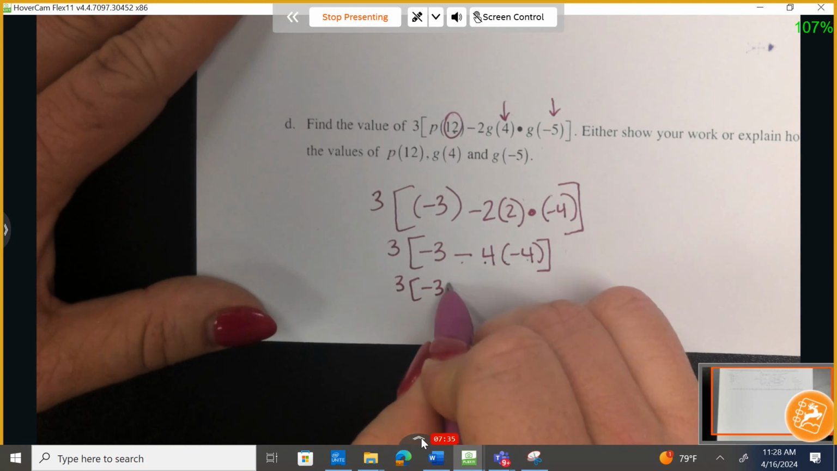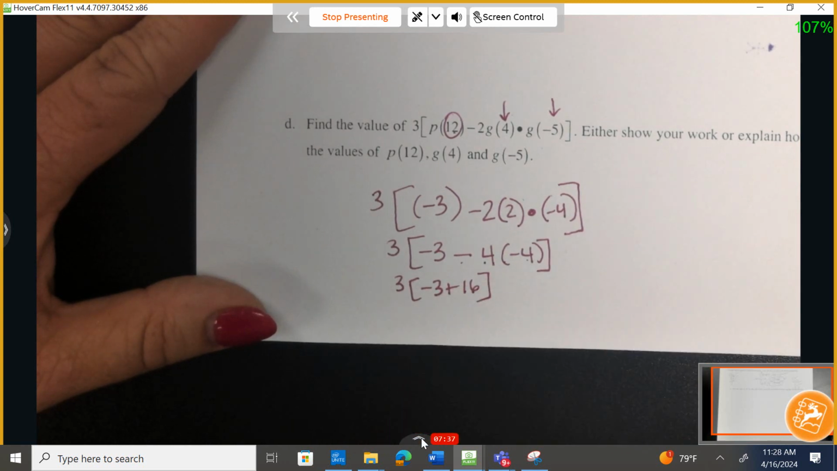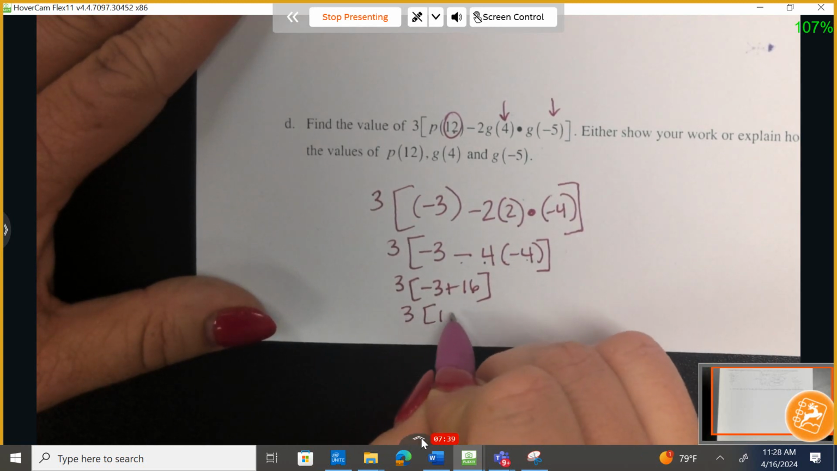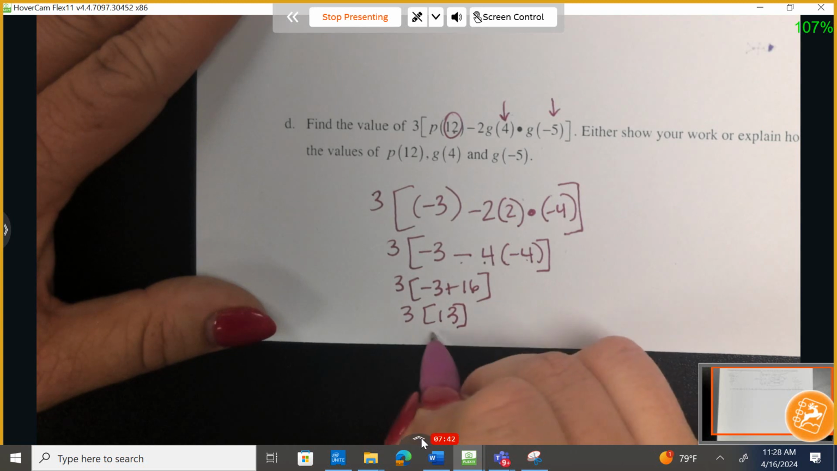Negative 4 is positive 16. 3 times 13 is 30.